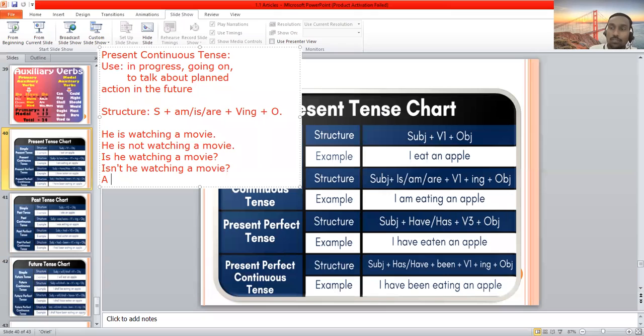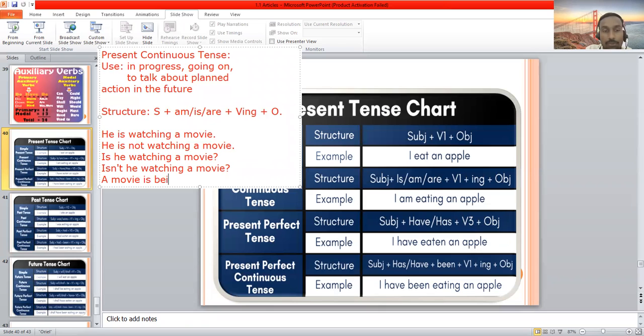First of all, object. What is object? A movie. Tell me, is this singular or plural? Singular. So what will you use? Is. Then the next, main verb is having what? Watched. Main verb is having ing form.